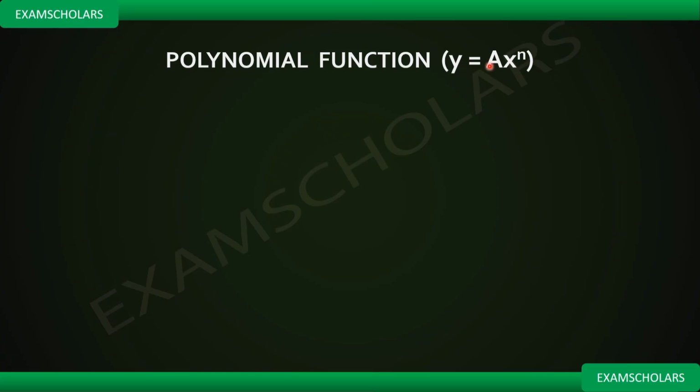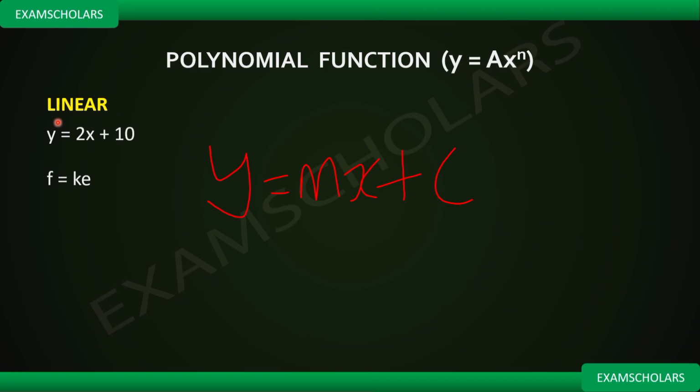Now, polynomial function has different types. We can start with the least one, which is the linear function in mathematics. Remember from coordinate geometry, y is equals to mx plus c. An example of linear function is y is equals to 2x plus 10, as you can see here.